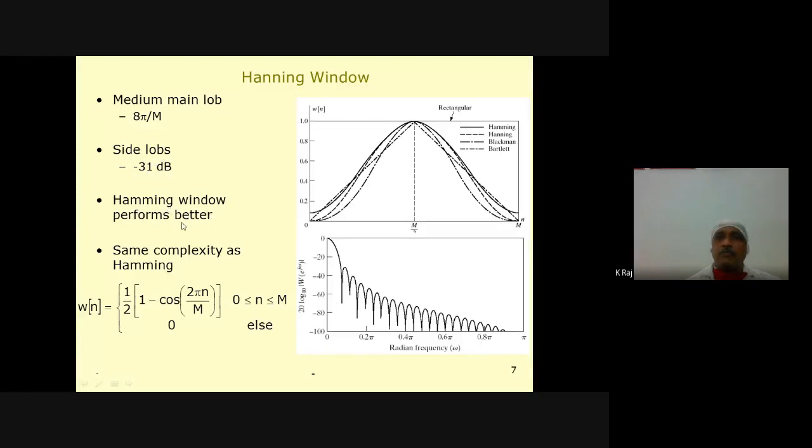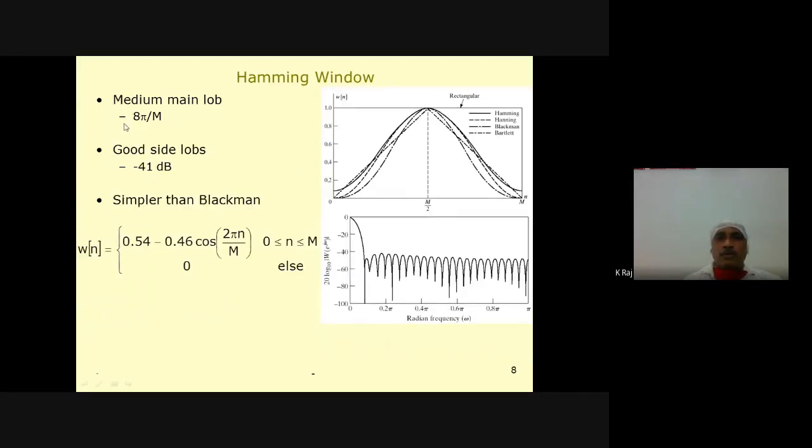The Hanning window performs better and has the same complexity as in the case of the Hamming. Hamming has the same level of complexity. When we say complexity level, it means it includes the number of additions, multiplications, and the energy states.